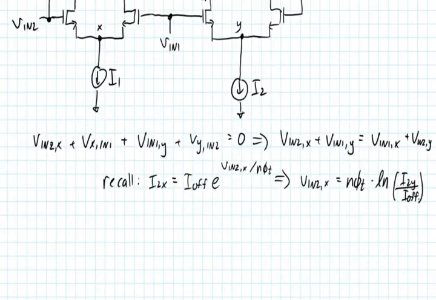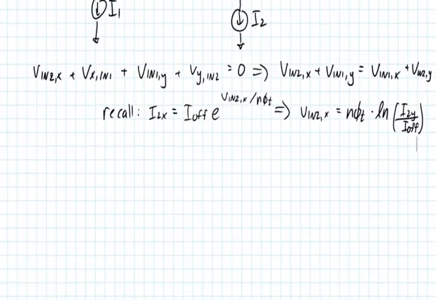All right, so what we can then do is take this V in 2 comma X and substitute it into this expression up here, and we can similarly do so for all of the other V in and X's. Okay, so what this does is all of the n phi t's will cancel out, and we'll be left with an expression that looks as follows.